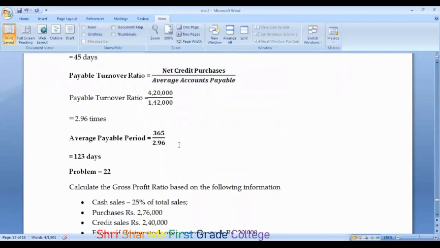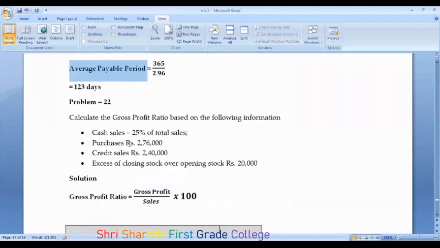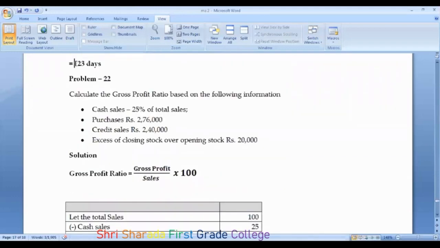So average payable period will be 365 divided by 2.96. Do not round it off, take it as it is, however the value or number of times you get. What actually this average payable period is, is the period which will be granted by the supplier to the company. For the thing that you have purchased, what is the duration, or how many days or months you have to settle the certain amount. That will be granted by the supplier here. Which comes to around 123 days.